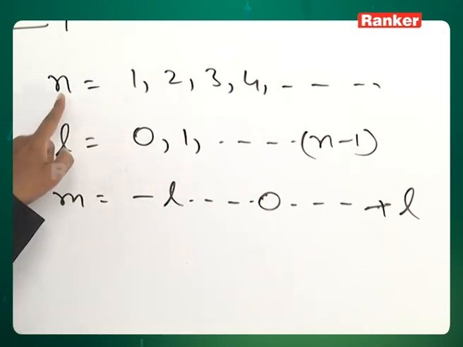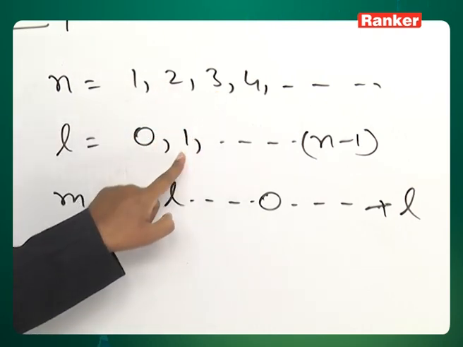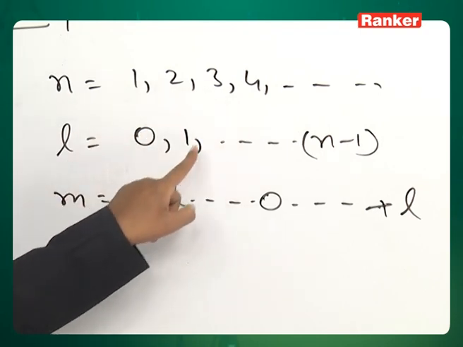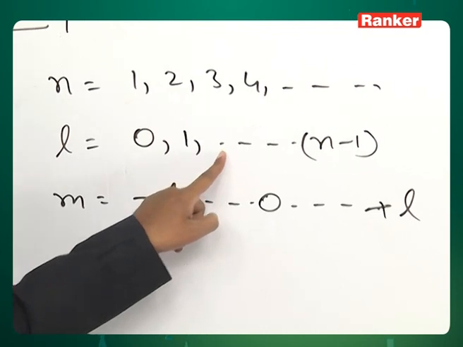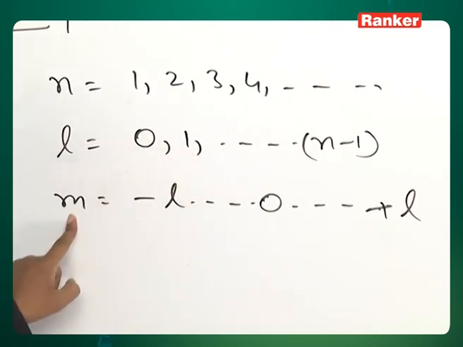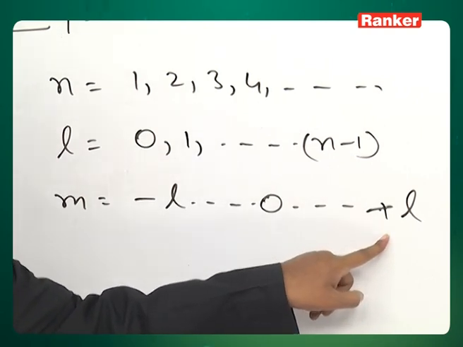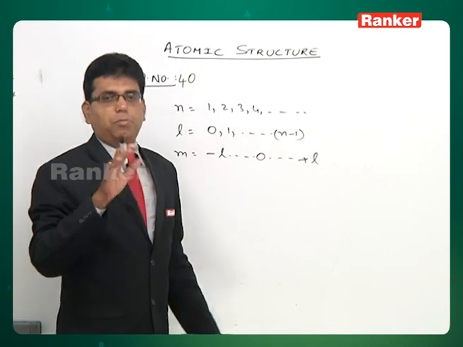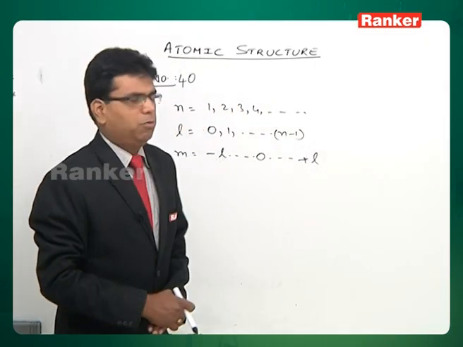Fourth option, when n is equal to 3, l is equal to 1, it is possible. When n is equal to 3, l can be 0, 1, 2. So it is possible. And when l is equal to 1, m should be minus 1, 0, plus 1. But here m is equal to plus 2 is given. For l is equal to 1, m is equal to plus 2 is not possible. So the incorrect set is option number 4. Now let's move on to question number 41.